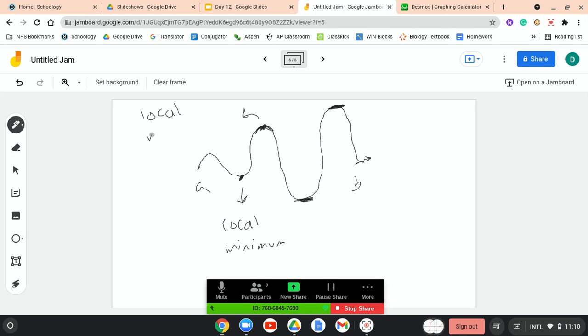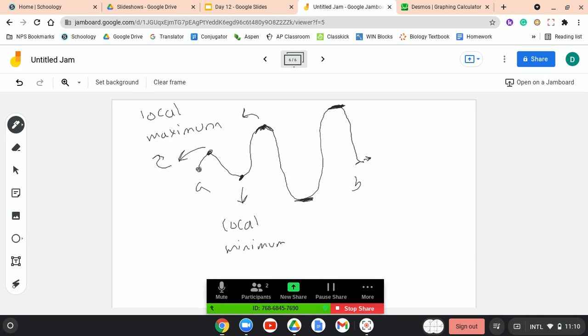Local means around it. And extremum means maximum or minimum. So local minimum means it's the minimum locally, like around it, it's the lowest value. And here, local maximum means around it is the highest value. This is also a local maximum right here. Cool.